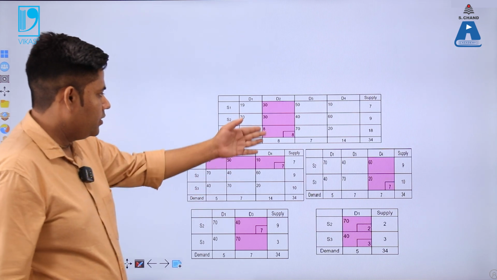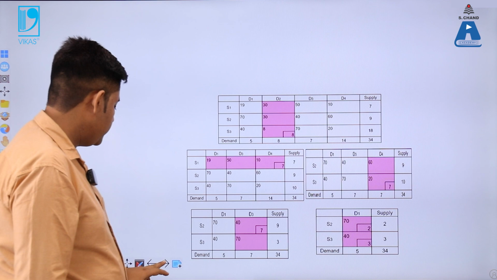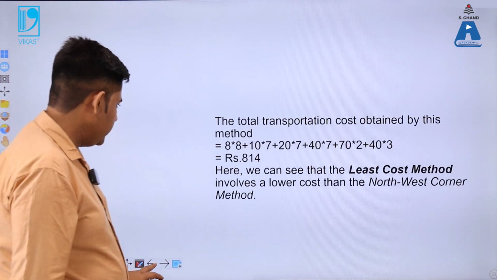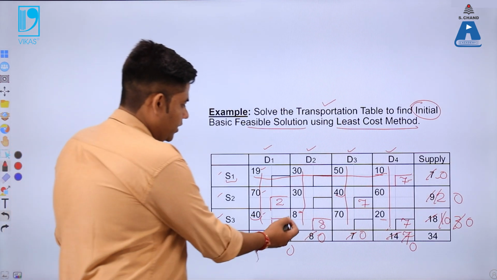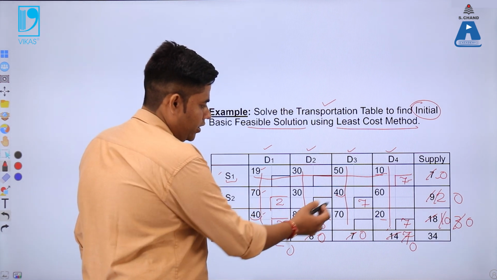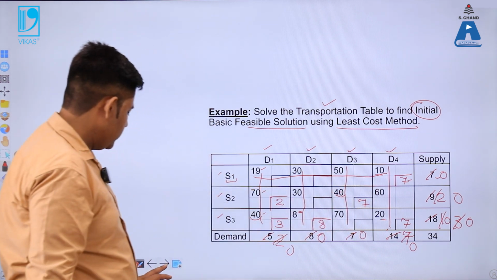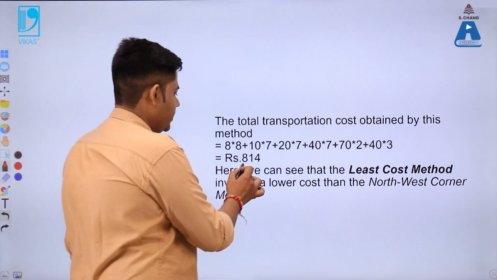So this is the case wherein I have to cross the elements and get a final result. So the final result was the multiplication part, which is 8 multiplied by 8 plus 70 multiplied by 2 plus 40 into 3 plus 40 into 7 plus 20 into 7 plus 10 into 7. So I need to get a value which is 814.